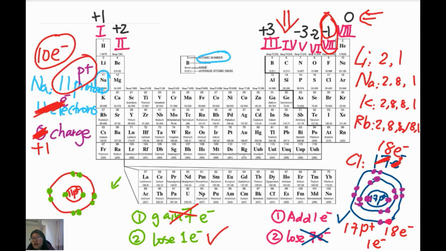But we do have to know that everyone in group 1 is going to be +1 and then +2 and +3, and then it's -3, -2, -1, and 0 here. That's the thing you definitely have to keep in mind.